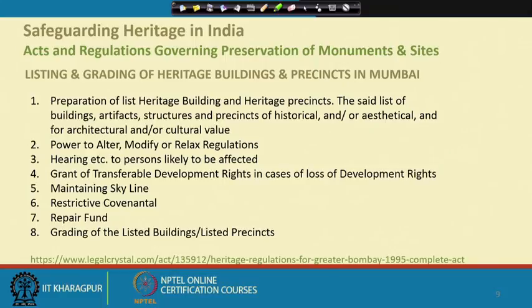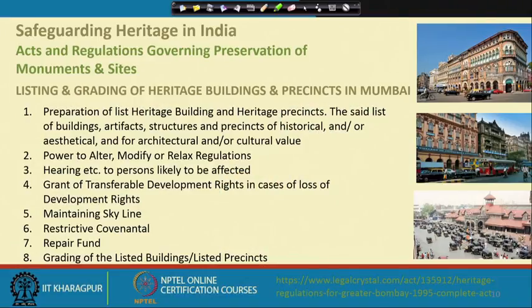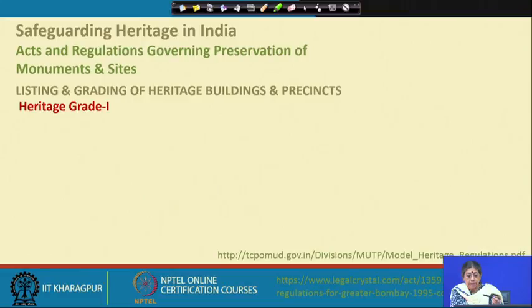So, the final point, the grading of the listed building, is a very important aspect of this declaration of the heritage precinct. Just declaring a heritage precinct is not enough. We see that there are certain things in Mumbai, the Fort area and the Bandra area, where metro rails and different types of development are happening. So, this part of restriction, control and also giving some sort of incentive or compensating the people is very much a part of these heritage regulations.